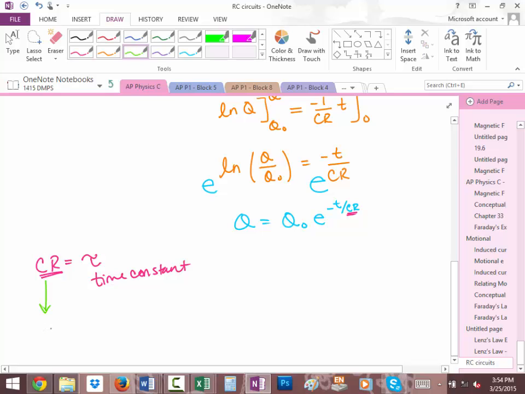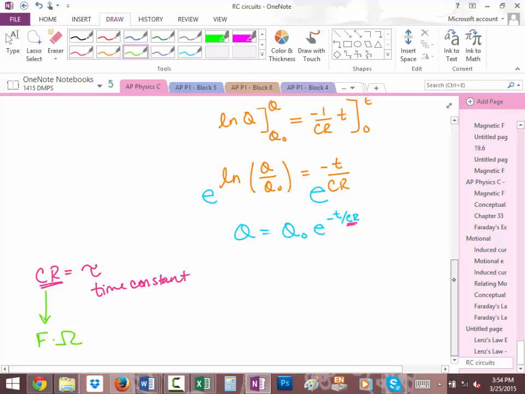What is C? Let's back up. Capacitance. And capacitance is measured in farads. And resistance is measured in ohms, which is volts per amp, or coulombs per second. Well, that doesn't look like a time, does it? Multiply that by farads, and a farad is coulomb per volt. Okay, so we need to figure out more stuff.